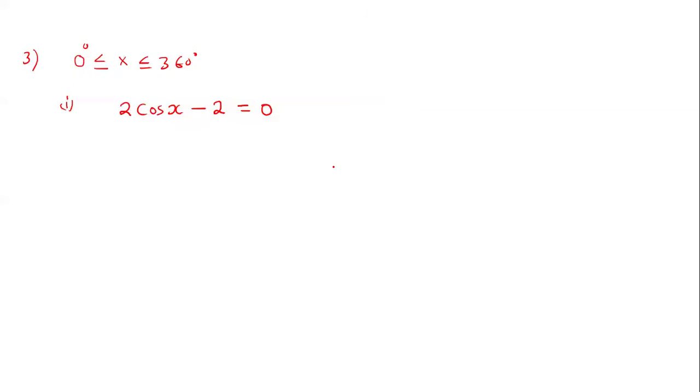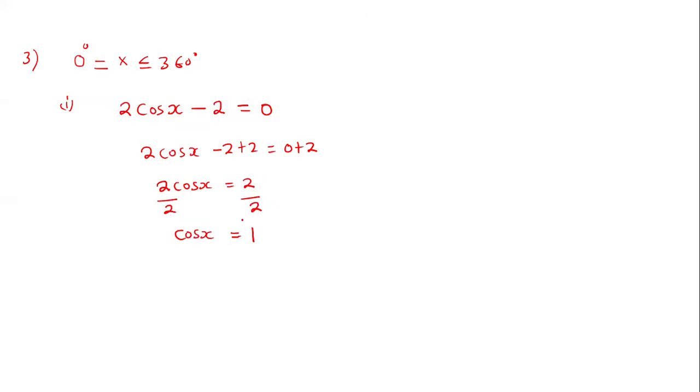Now, when you look at such numbers, the first thing you have to do is work out your cos so that it is on one side. So we shall work it out and say this is 2 cos x minus 2 plus 2 is equal to 0 plus 2. And therefore you remain with 2 cos x is equal to 2. So to get cos x, I'll divide by 2, divide by 2. So you will have cos x is equal to 1.